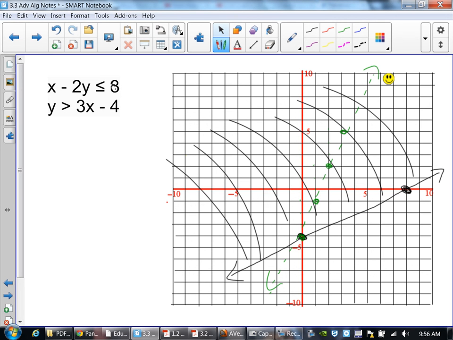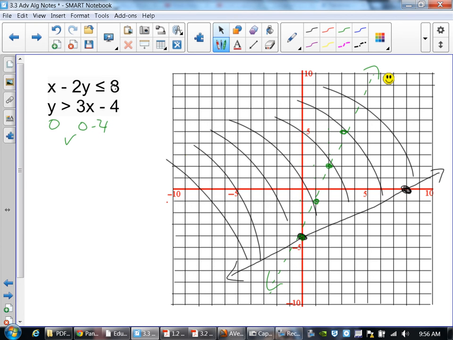Okay. Did that line go through the origin? No. So is 0 bigger than -4? Yes. Everybody see that? And a lot of times you don't have to do the direct substitution because you can probably think in your head, 0 is bigger than 0 minus 4, so yes, that's true.